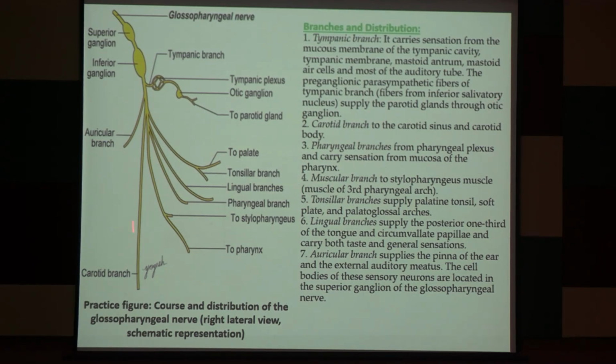Next is the carotid branch. It supplies the carotid sinus and carotid body. Next is the pharyngeal branch. Pharyngeal branches form the pharyngeal plexus and carry sensation from the mucosa of the pharynx. This pharyngeal branch is also giving supply to stylopharyngeus. The muscular branch goes to the stylopharyngeus muscle, which is a muscle of the third pharyngeal arch. The glossopharyngeal nerve is the nerve of the third arch.